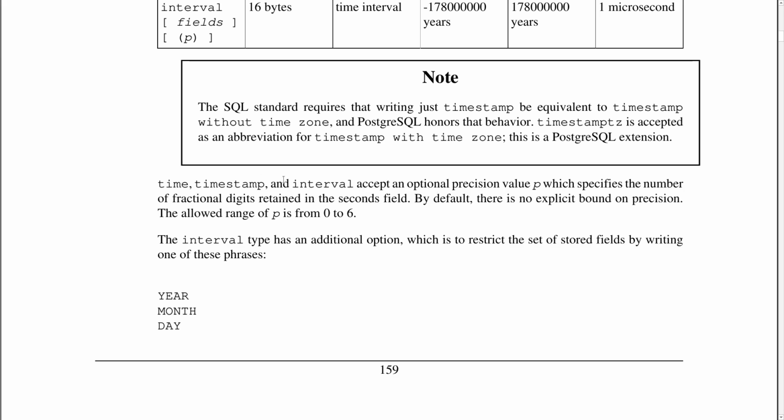So time, timestamp, and interval accept an optional precision value p, which specifies the number of fractional digits retained in the seconds field. By default, there is no explicit bound on precision. The allowed range of p is from 0 to 6, because the resolution is 1 microsecond.